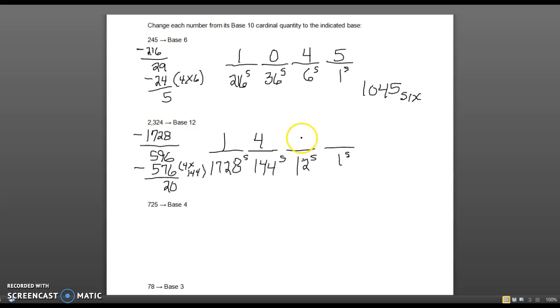So my next step is how many 12s I can make. And 2 12s would be 24, so that's telling me I can just make one. I subtract off my 12 from 20. It's going to leave me with 8 ones. So 1 4 1 8 in base 12 is equivalent to 2,324 in base 10.